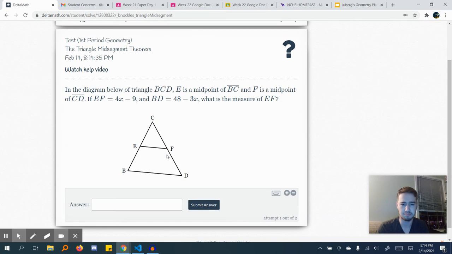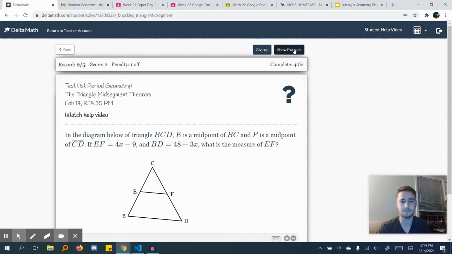Right here, it's the same kind of problem. One of these is half the length of the other. Do it the exact same way we just did that one.